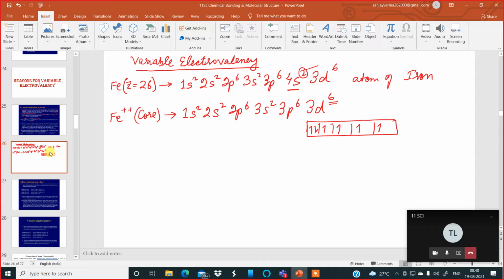Now, to make this Fe+2 into Fe+3, the presence of 6 electrons in the 3d subshell makes Fe+2 unstable. Why is Fe+2 unstable? Because this orbital is incompletely filled.